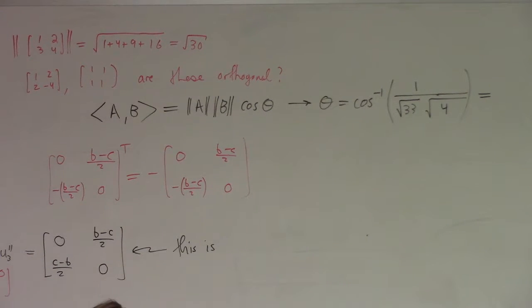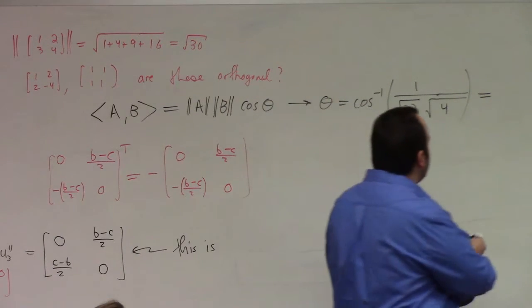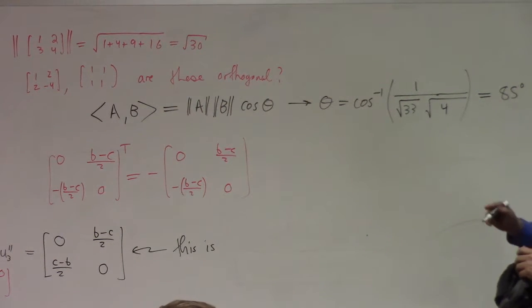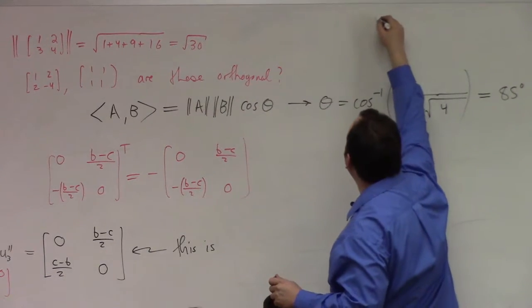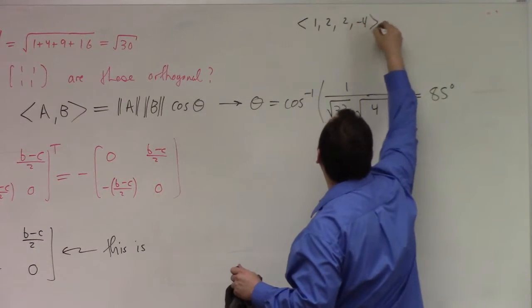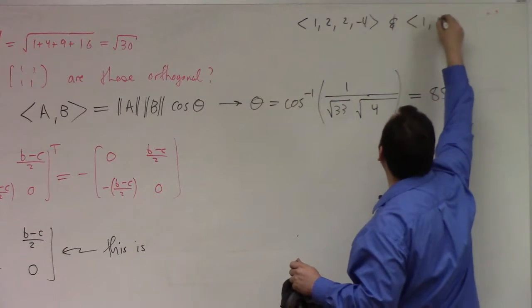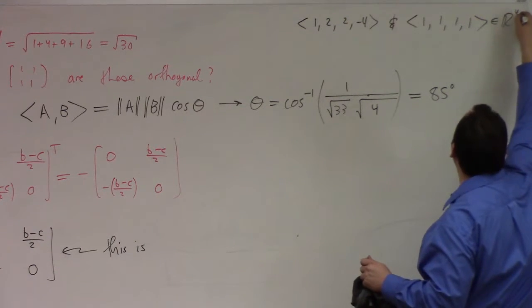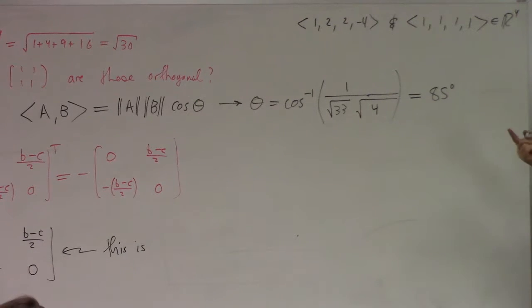What do we get? 85 degrees. Well, obviously, you can tell from looking at them, right? Now, it's fairly obvious what's going on here, guys. If I gave you the vectors 1, 2, 2, minus 4, and 1, 1, 1, 1, two vectors in R4, these vectors, with respect to the usual Euclidean geometry of R4, are not perpendicular, and the angle between them is about 85 degrees. It's the same math.